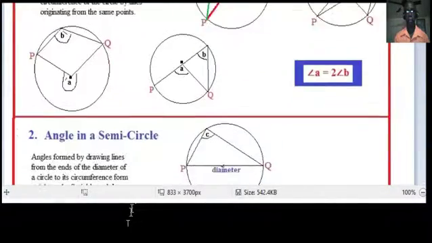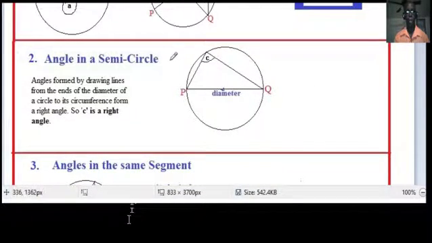Theorem 2. Angle in a semicircle. Angles formed by drawing lines from the ends of the diameter of a circle to its circumference form a right angle. Therefore, angle C is a 90-degree angle.